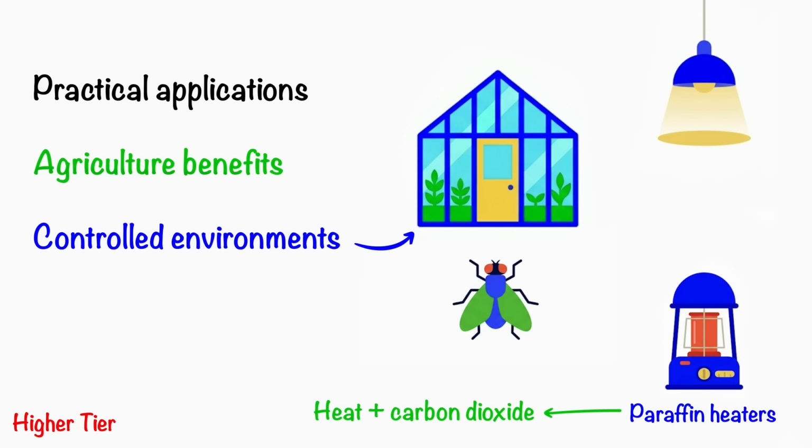By manipulating these limiting factors, farmers can create ideal conditions for plant growth. This leads to increased yields and more efficient crop production.